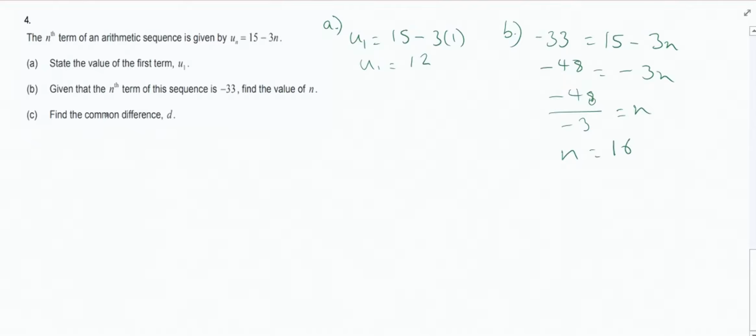Now part C says find the common difference d. The common difference d is actually u2 minus u1. Our u2 is 9 and u1 is 12. So the common difference is minus 3.